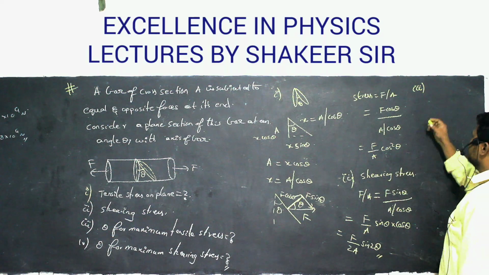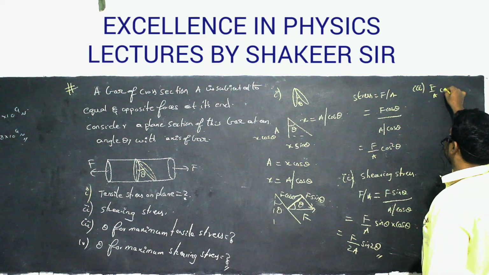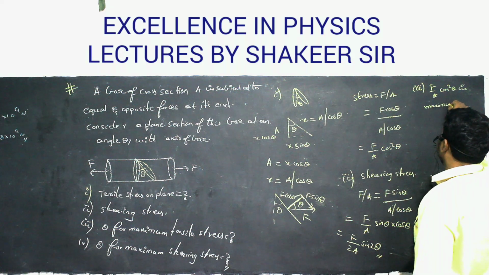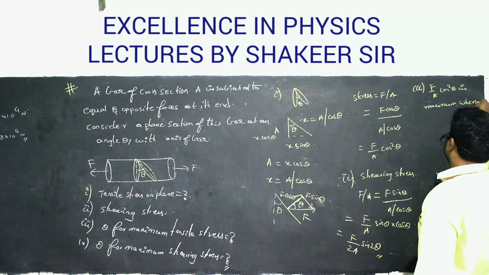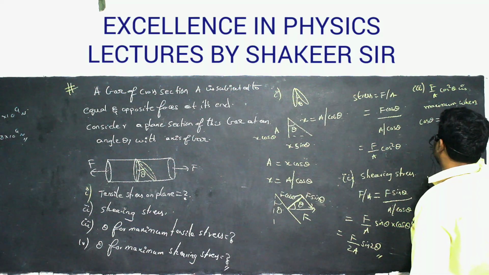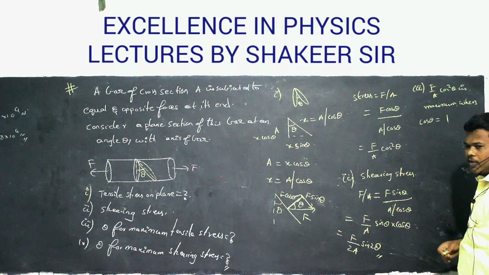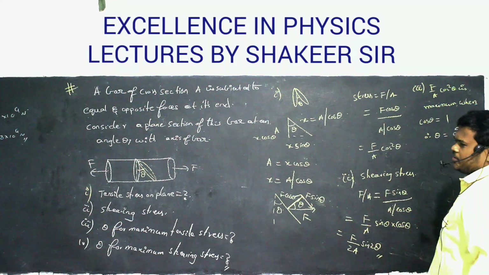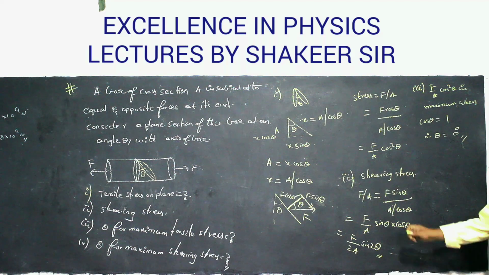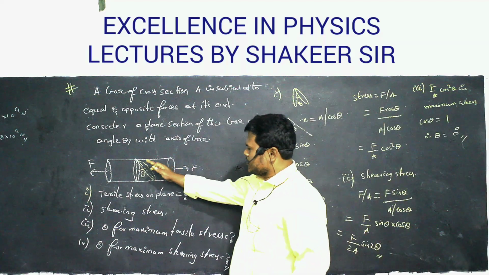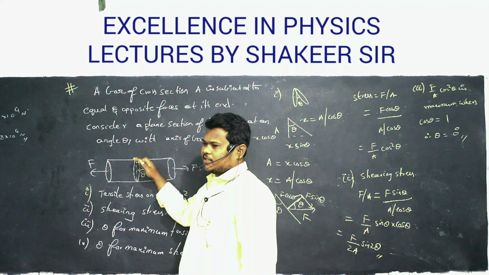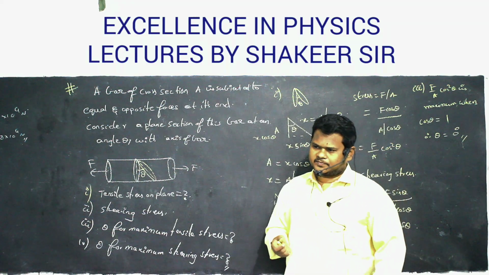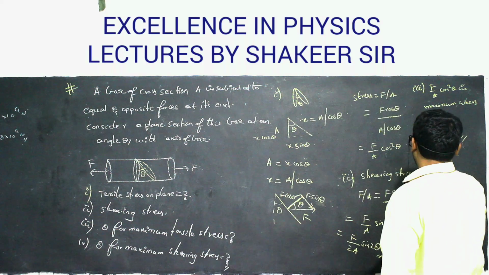That's all, no? So F by A cos square theta is maximum at which condition? When cos theta is maximum, and the maximum value of cos theta is 1. So it is possible only when theta is equal to 0 degrees. Clear, no? When theta is 0, it means instead of placing this area like this, if I take the area like this, then in this condition tensile stress will be maximum. Clear? Now what is the fourth question he gave?